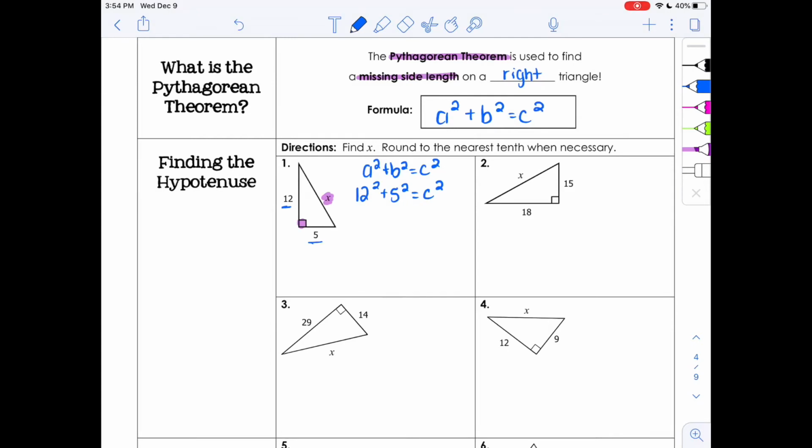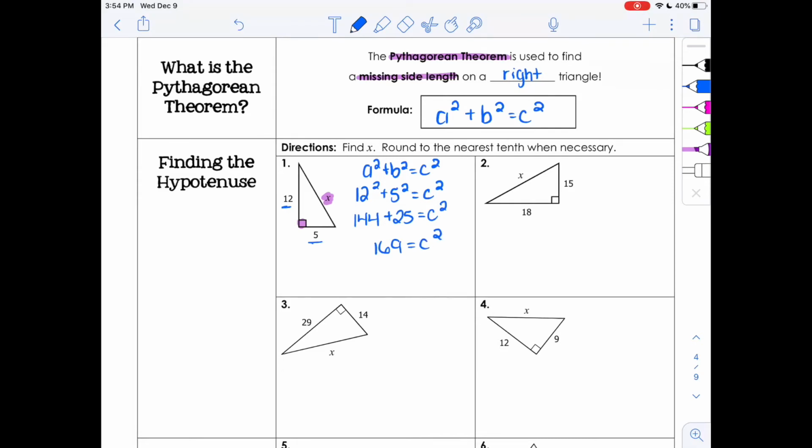Remember, a and b can be used vice versa, so it doesn't matter which one you plug in for a or b. Then we solve it. 12 squared, because I know my perfect squares and those square roots, I don't need a calculator, it's 144. Plus 5 squared, 5 times 5 is 25, equals c squared. 144 plus 25 is 169, equals c squared.